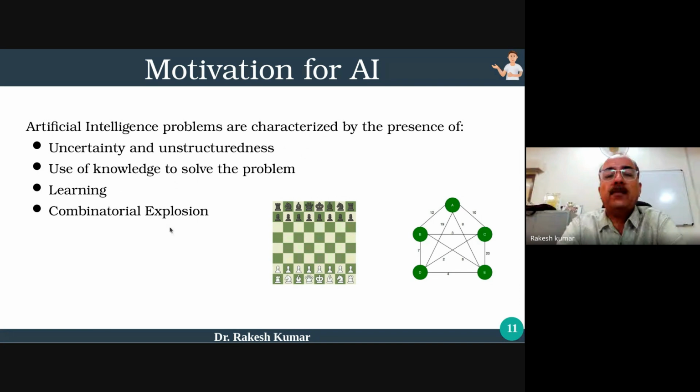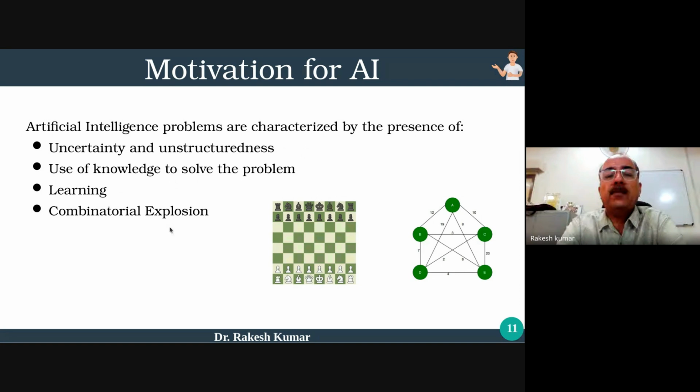So in such type of problems, we do not have any algorithmic approach available to solve the problem. So we will have to work with artificial intelligence. Another important thing is that there are a number of problems in which, to solve them, we have to make use of domain specific knowledge. So it's intelligent, so we have to make use of AI.